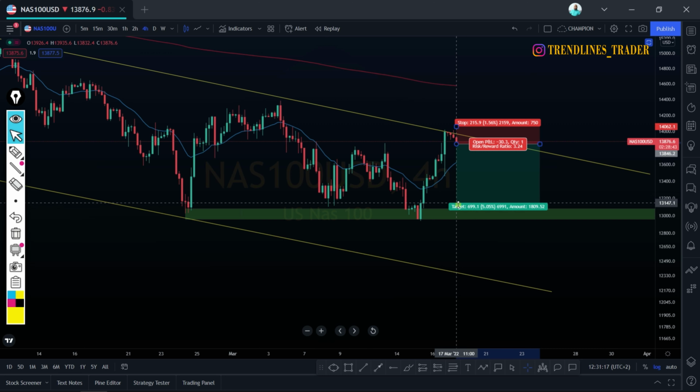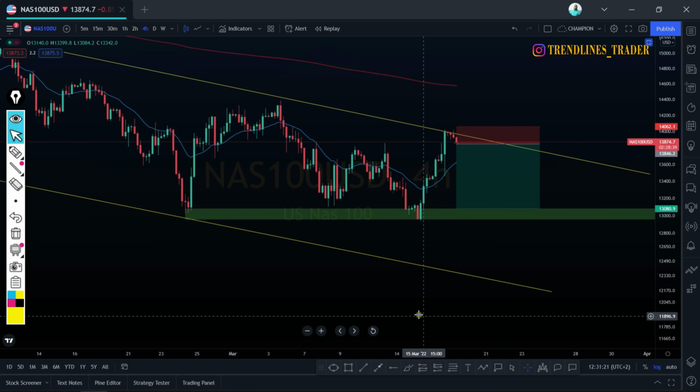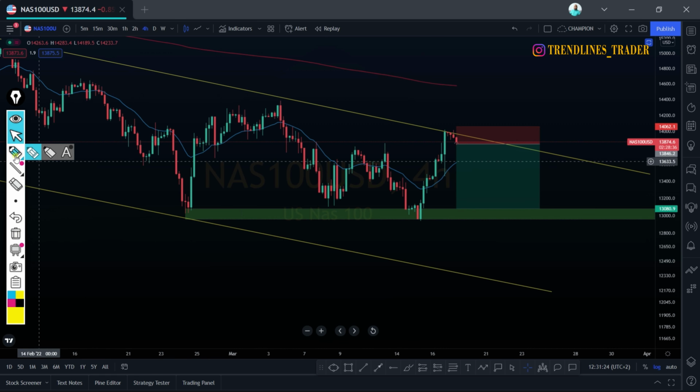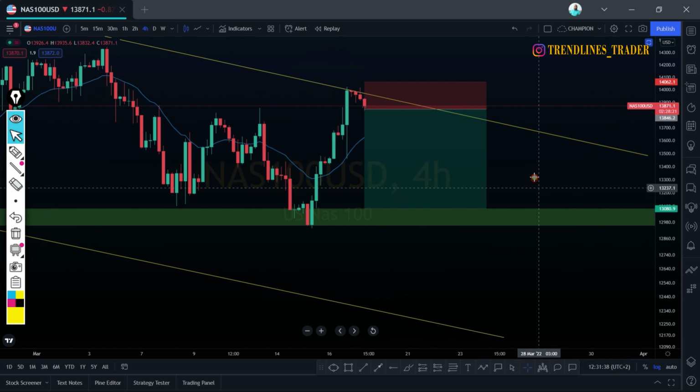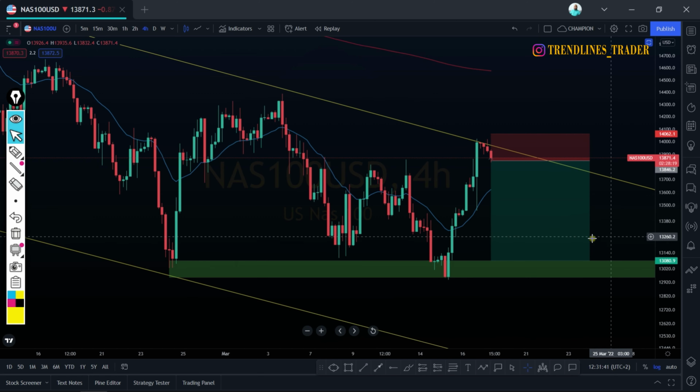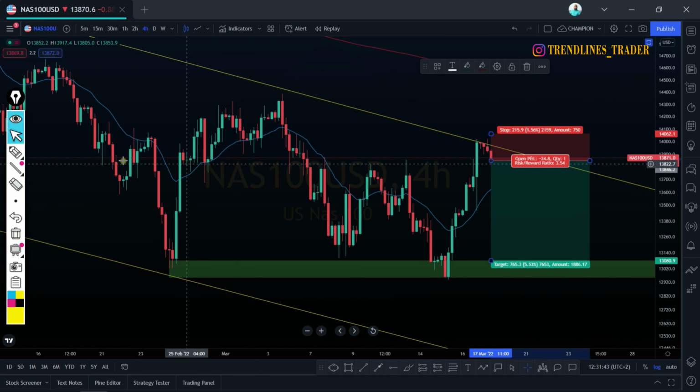I hope you guys understand what I'm trying to say. We can make this our target so that we can have room to breathe, I guess. I hope you guys are able to see what I'm trying to show you. Let me try to zoom in so that you can see where my stop zone is.